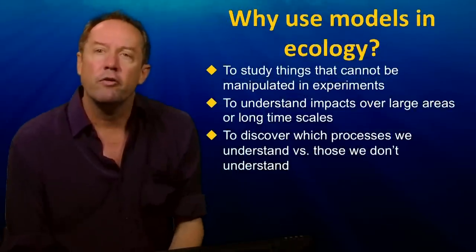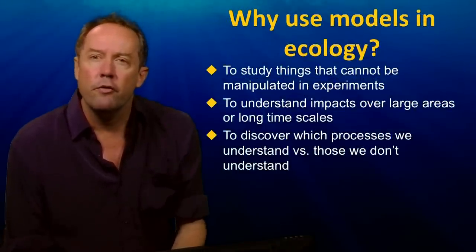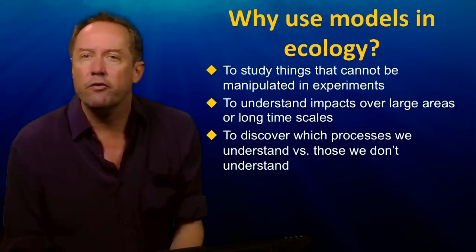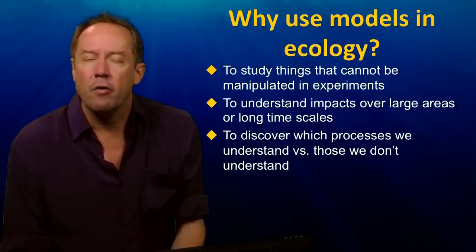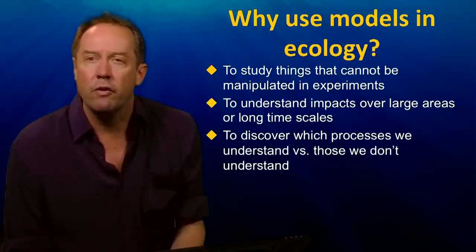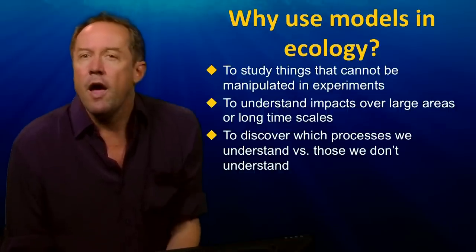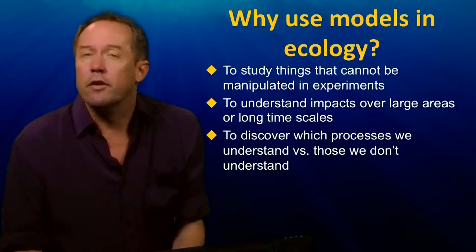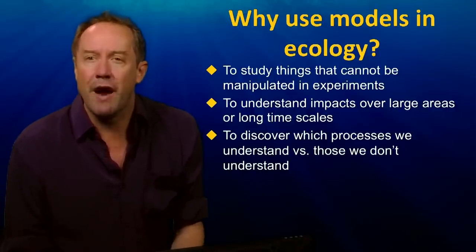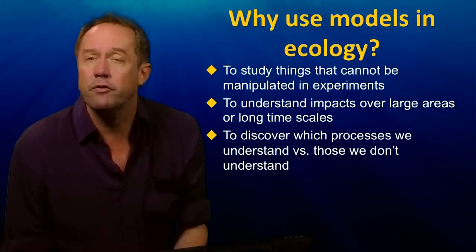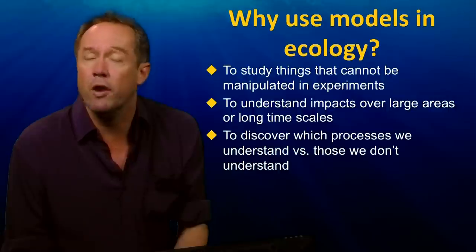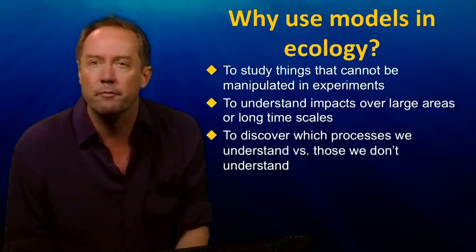So one of the other reasons we use models in ecology is so that we can understand things that we can't manipulate in experiments. For example, if we're studying a bay and we're interested in sea level rise, it's infeasible to raise the sea level in that entire bay. And then in large areas like the entire Great Barrier Reef, if we were interested in increasing the frequency of hurricanes and studying the impact of that, which is something that might happen with climate change, that was clearly impossible, and also we couldn't replicate the experiment.